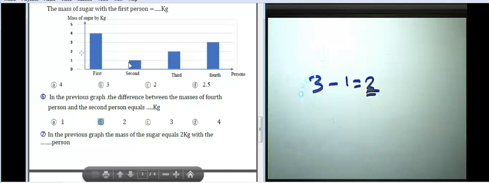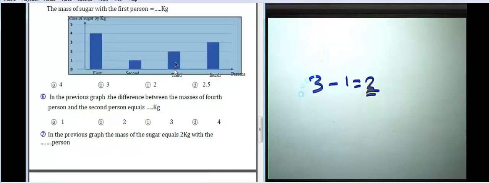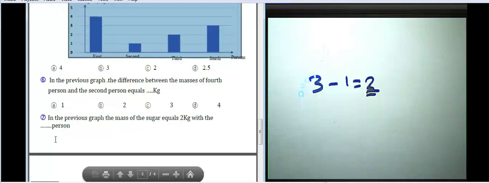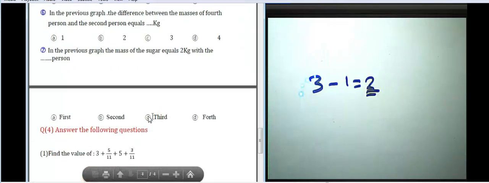Question number 3. In the previous graph, the mass of sugar with 2 kilogram is with what? 2 kilogram with the second person or the third person. Write third here in the space. Choose third.